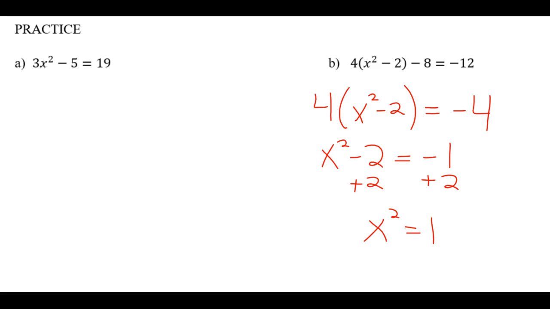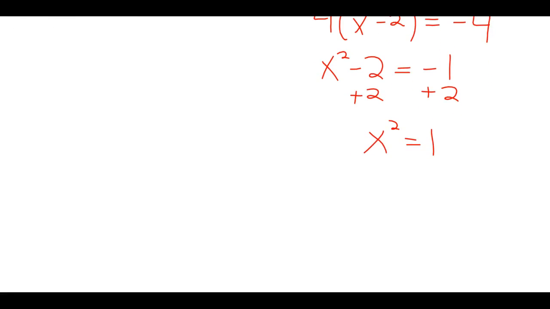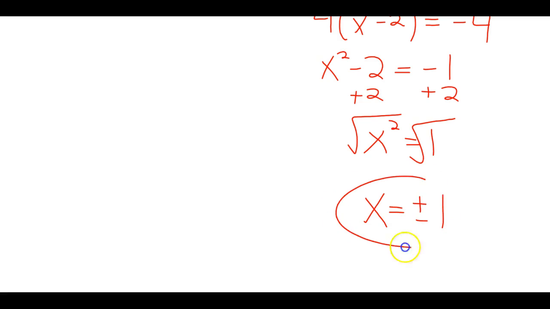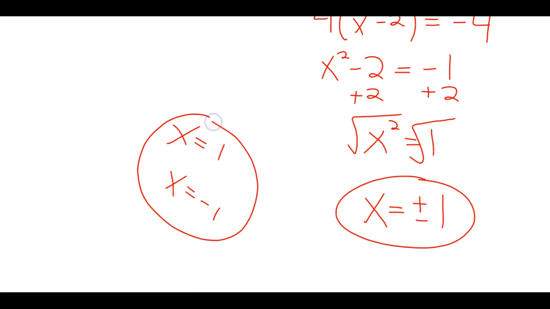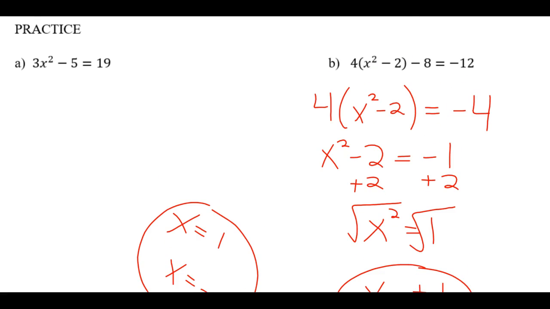You know what to do next? How do you undo a square? Square root it. What's the square root of 1? 1. And negative 1. Two answers. You can write it out separate if you want: x equals 1 and x equals negative 1. It seems like a simple error, but if you forget one of them, you're totally forgetting an x-intercept. There's two answers. Now, let's double check this one.